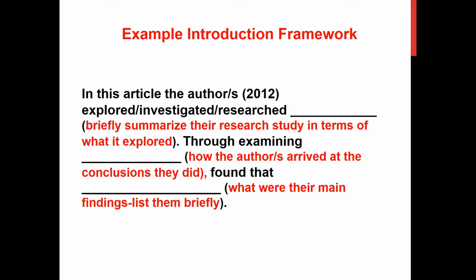It's just a way of communicating the key parts of the article in a way that's very succinct and concise. So in this article, the authors explored, investigated, researched, you can choose your own term, and you want to briefly summarize the focus or the primary question the researchers were investigating. Make sure you have the year in APA that the study was published, and the journal that you found the article in. And instead of saying authors, you could just include the name of the researcher or researchers.